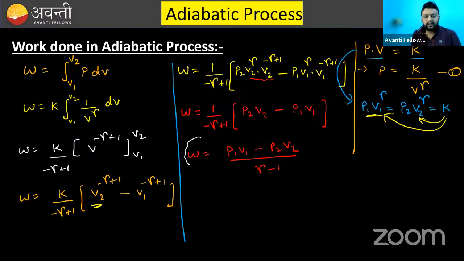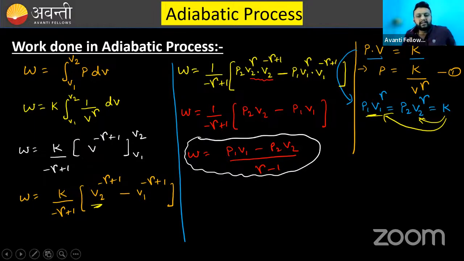This is the work done in the adiabatic process. I hope this point is clear. From this work done derivation, what you can learn is this: in the previous class, we also solved a numerical in which the value of P was replaced. So from here, you can learn the concept that the value of P should be replaced, and how it can be replaced using the equations. So that's what we have learned.